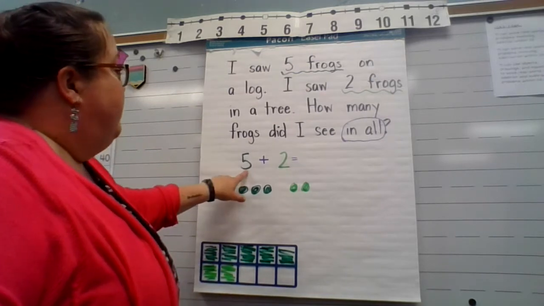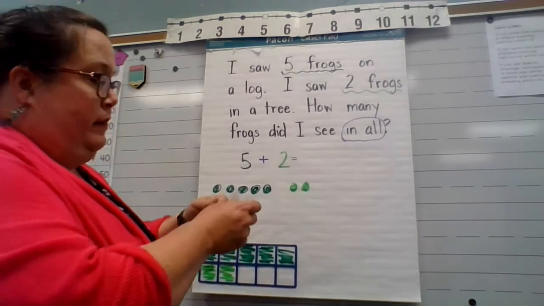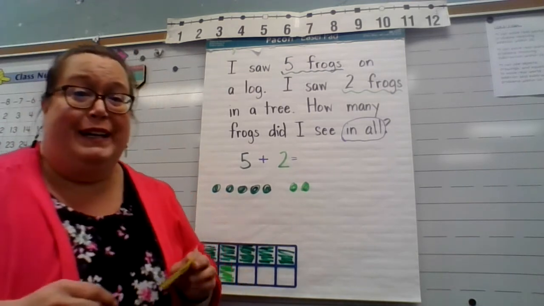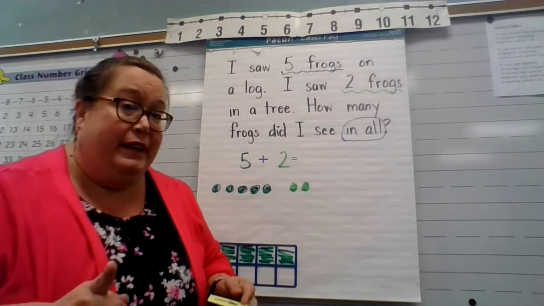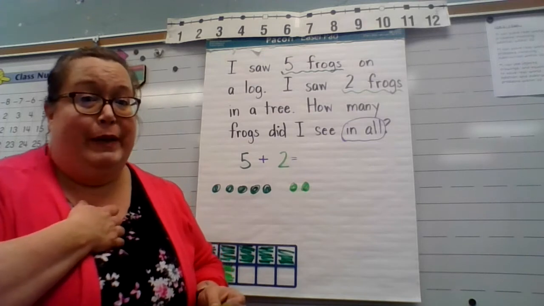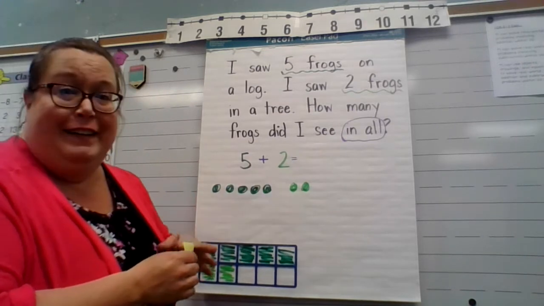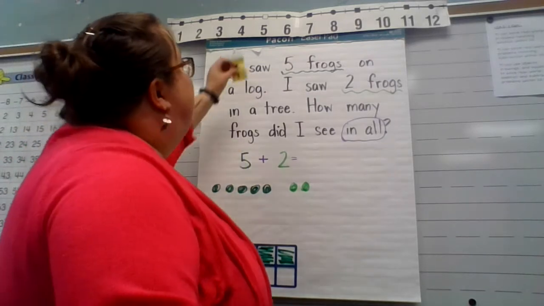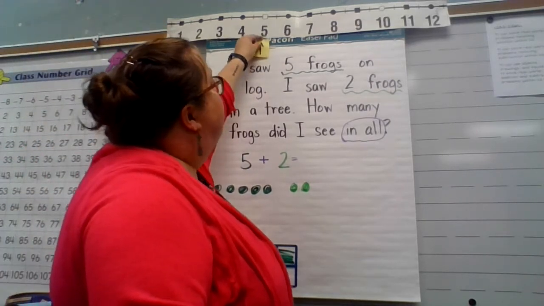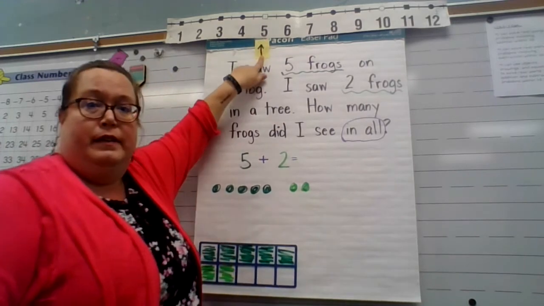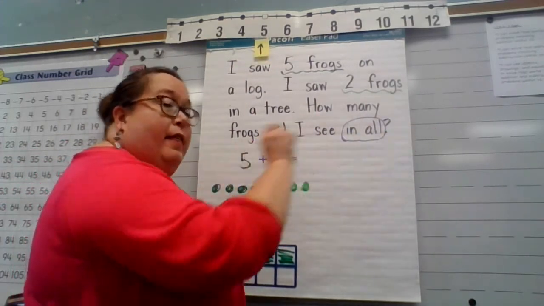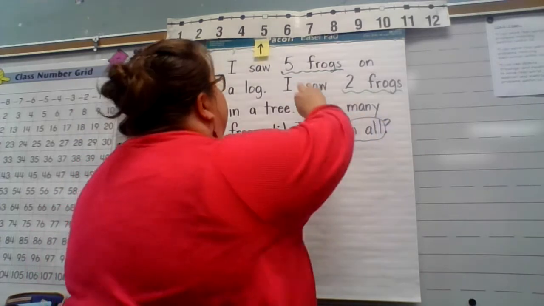We start with the 5. Now, you may think that I'm starting with the 5 because it's first, but really, I'm starting with the 5 because it's the bigger number. And that way, I only have to make 2 jumps. So I'm starting at the 5. And I'm making 2 jumps or 2 hops that way for adding. Okay?